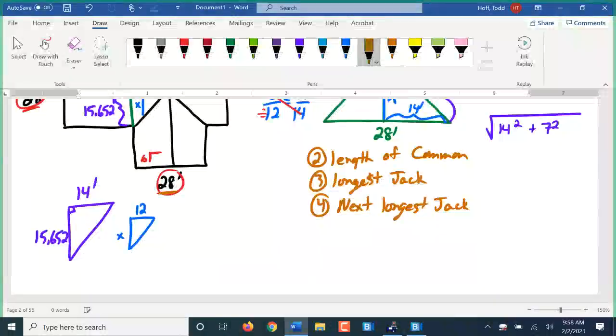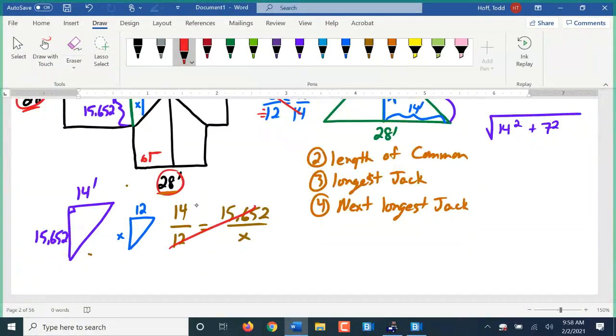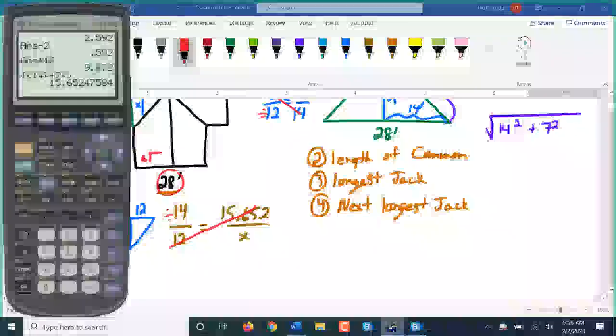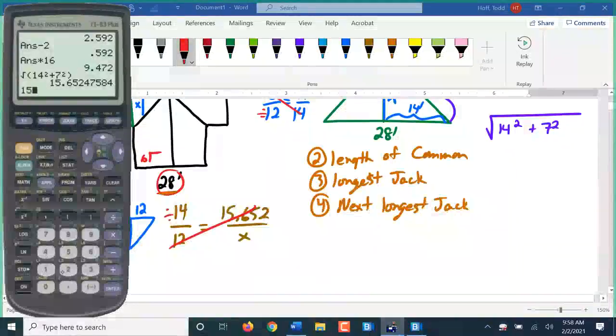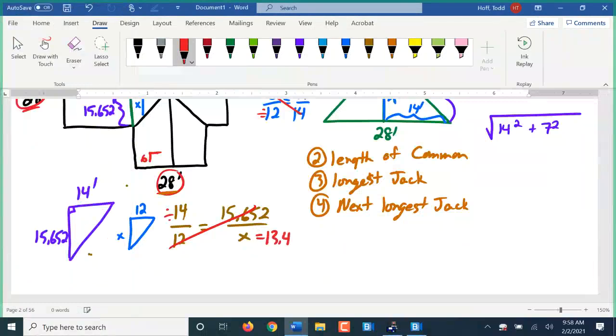So again, we have our proportion. 14 relates to 12 the same way as 15.652 relates to X. And we can cross multiply and divide. So 15.652 times 12 divided by 14. We get 13.416. That is our next longest jack.